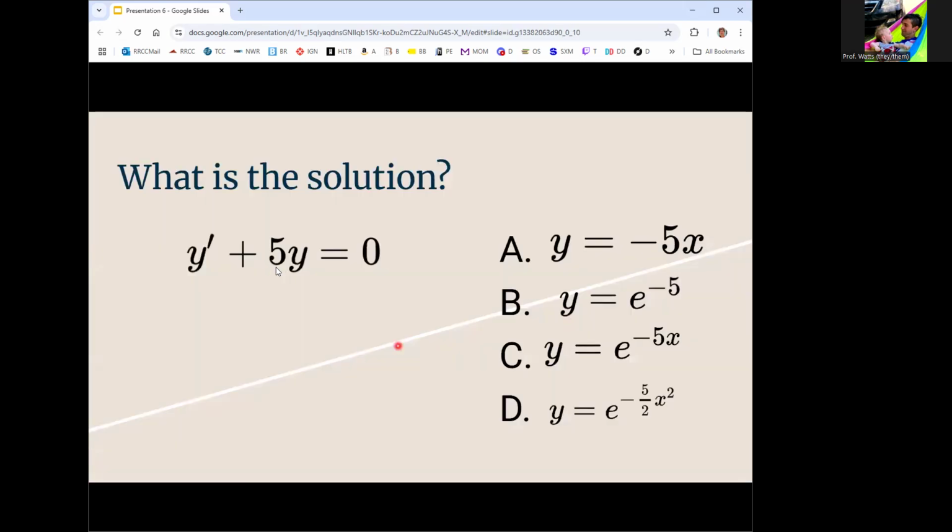So what if p of x was just the constant function 5? What would our solution be?